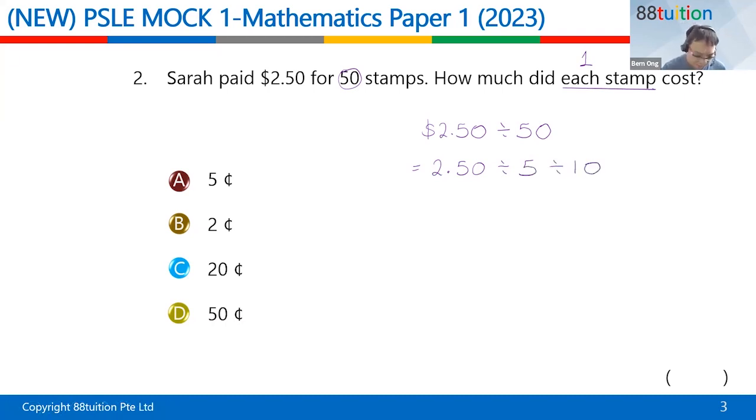You have done this a few times. Come on, primary 5. All right, you have done this a few times. Divide by 50 actually means divide by 5, divide by 10. All right, so you split it up. Don't panic. So eventually what happened?